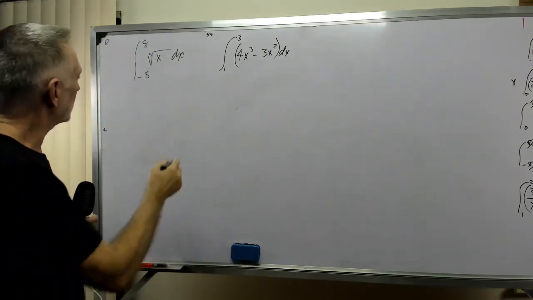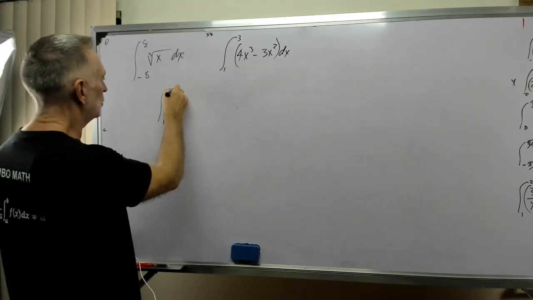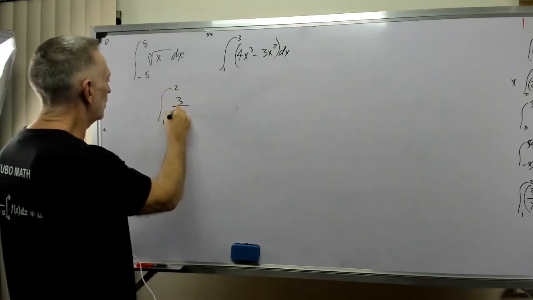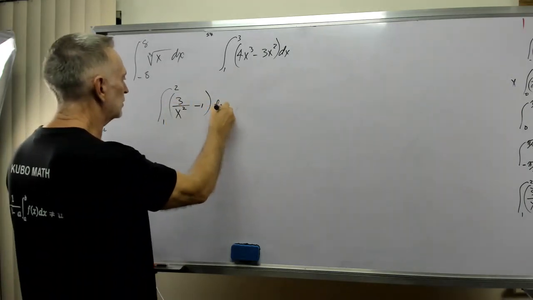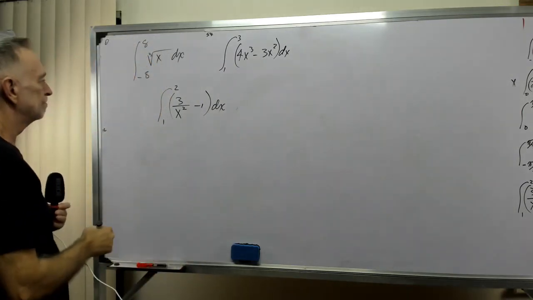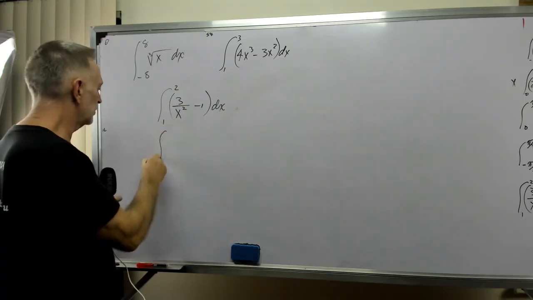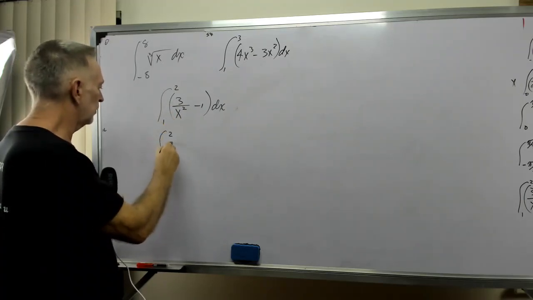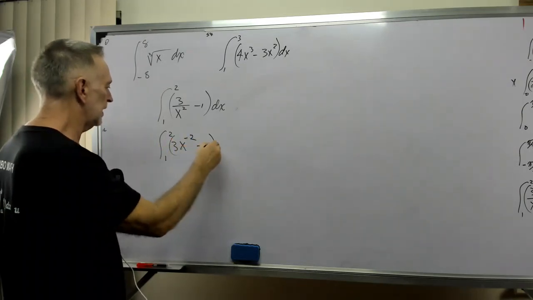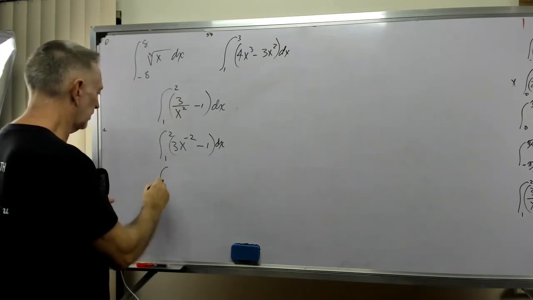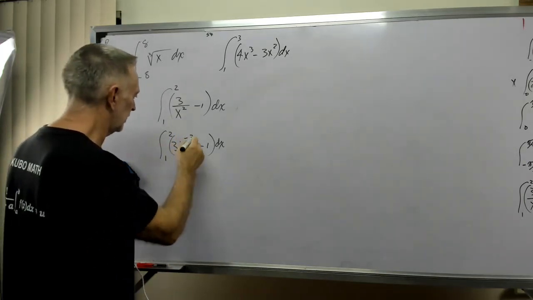One down. Let's pick another one here. The integral from 1 to 2 of 3 over x to the second power minus 1 dx. Let's rewrite that and bring the x up to the numerator. So it's the integral from 1 to 2 of 3x to the negative 2 minus 1 dx. Now let's do our thing here.